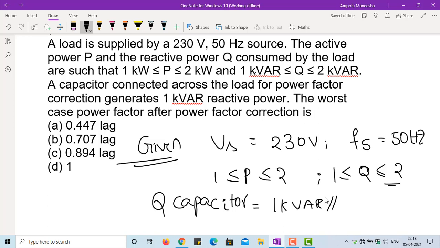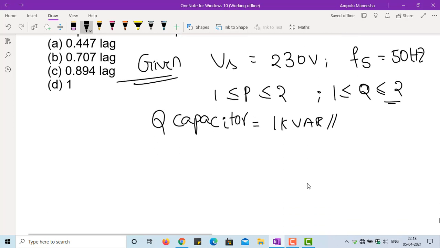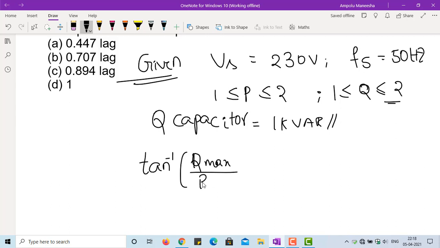What we need to find? We need to find out the worst case power factor. Worst case power factor means we need to find the angle of the load, that is tan inverse of Q by P. Worst case means that is Q max by P min. And also we need to find out the power factor, right? Power factor is the cosine of that angle.